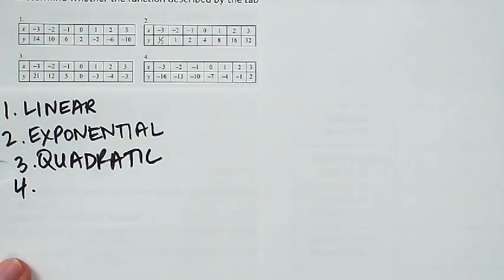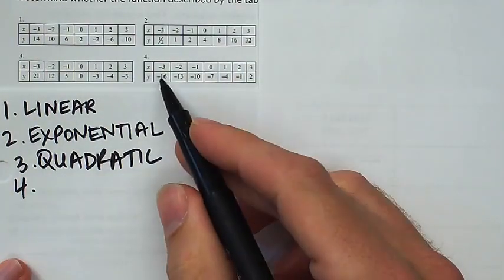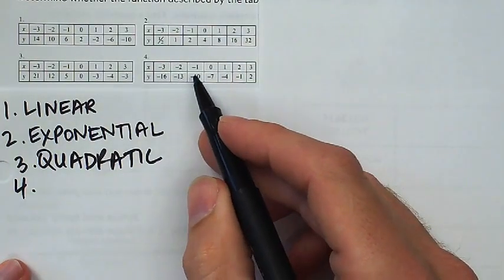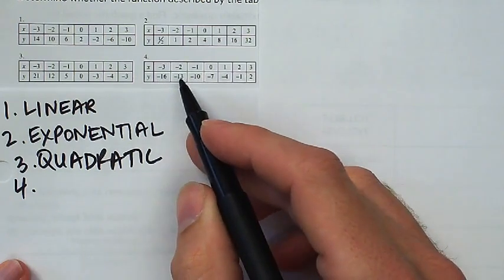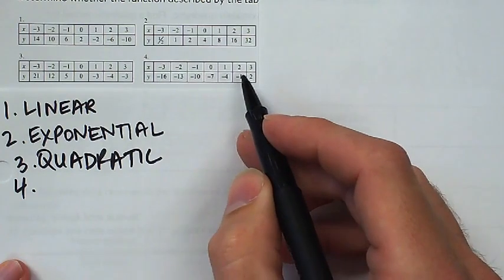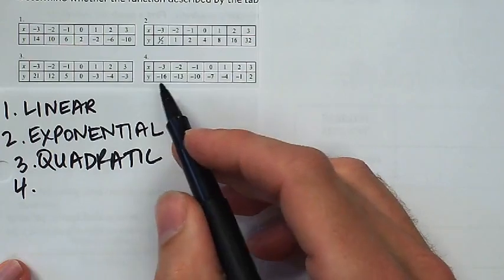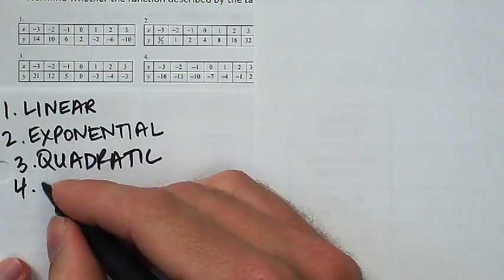And then number 4, let's see what's going on here. -16, -13, -10, -7. Okay, each time I'm adding 3. So if I'm adding 3 each time, I have a constant first difference. That's a linear function.